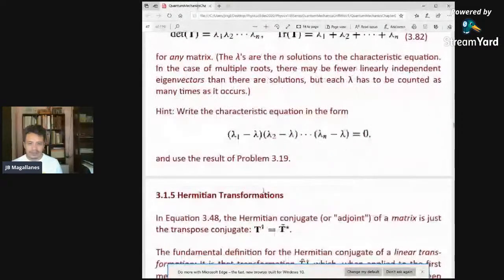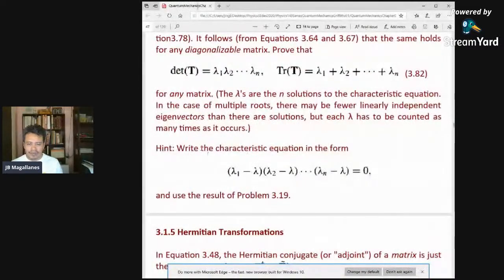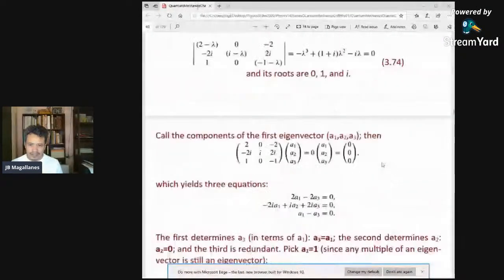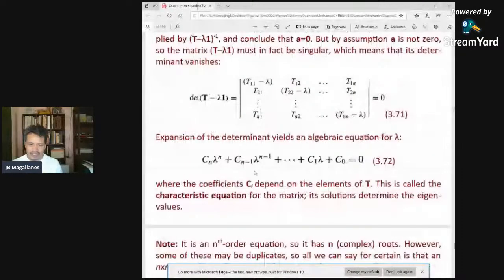So in everything, you have to get the characteristic equation. Of course, the characteristic equation can be written. This is the characteristic equation, and this is just the generalized characteristic equation.